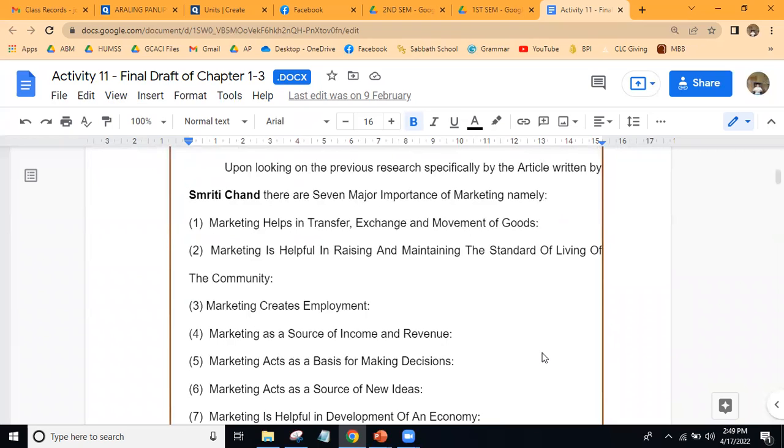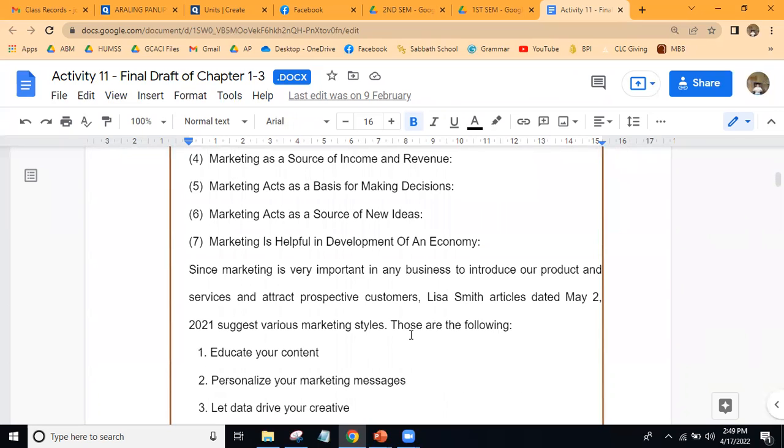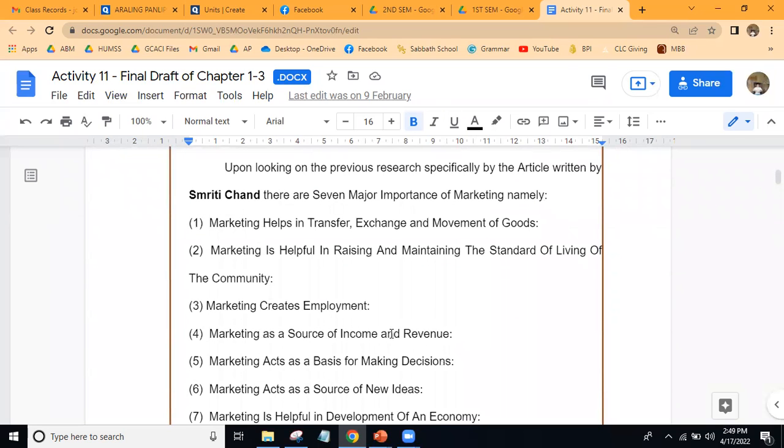And also, this is what I asked them to add. If you are going to make a background of study, you can also cite other related topics like this. Upon looking at the previous research, especially the article written by Smriti Chand, there are 7 major importance of marketing, namely. So in this portion, you are discussing the importance of marketing. So that's part of the background. Marketing helps the transfer, exchange, and movement of goods. Marketing is helpful, etc.